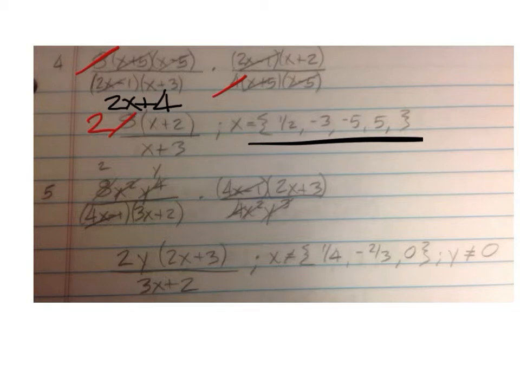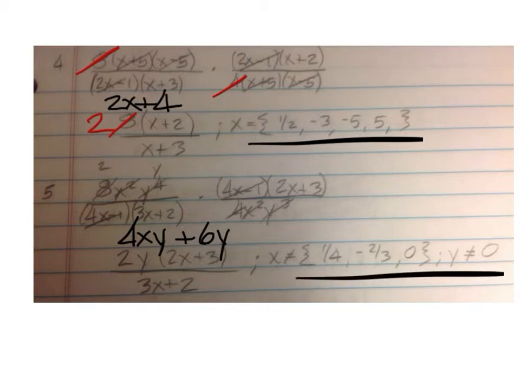And number 5 is 2y times 2x plus 3 over 3x plus 2. You could also have 4xy plus 6y over 3x plus 2. And your values are 1/4, negative 2/3, and 0. And you must also have y not equal to 0 in there because you have a y on the bottom at some point in your problem here.